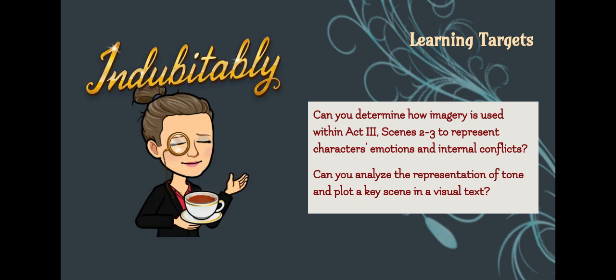Here are our learning targets for this lesson. Can you determine how imagery is used within Act 3, Scenes 2-3, to represent characters' emotions and internal conflicts? Can you analyze the representation of tone and plot of a key scene in a visual text?